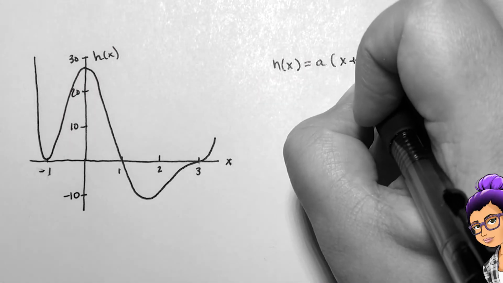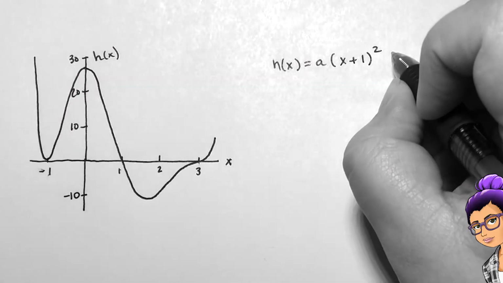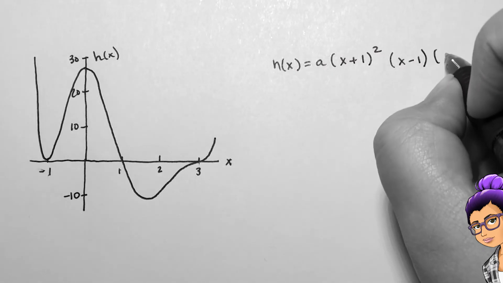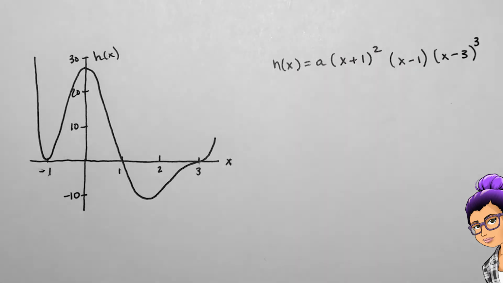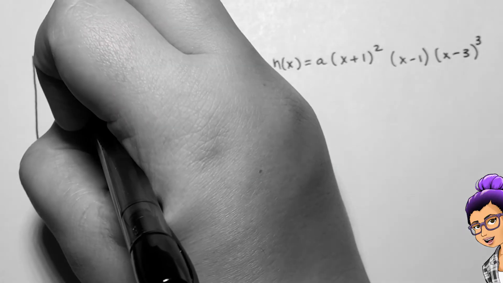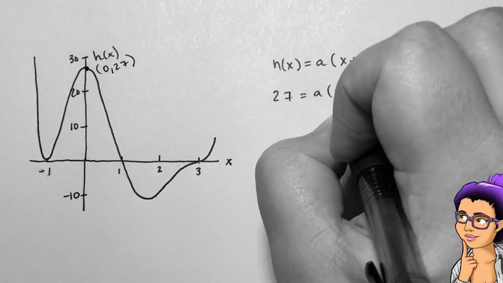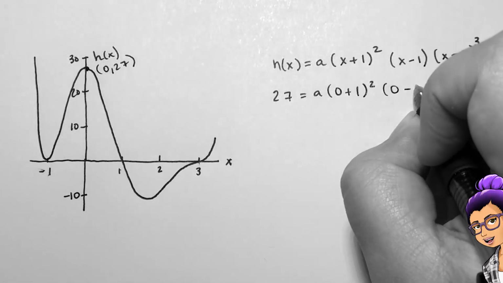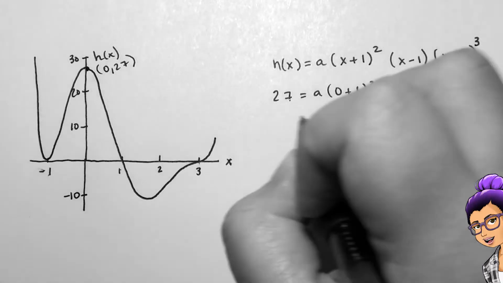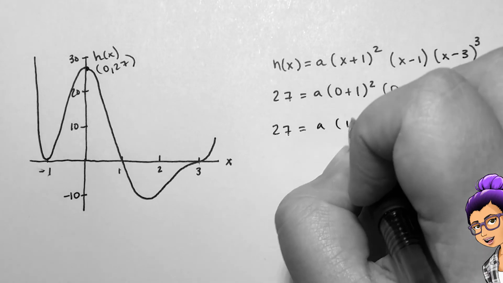We'll write this out as h of x equals a times (x plus 1) squared times (x minus 1) times (x minus 3) cubed. We can't use the x-intercepts for our extra point, so we'll estimate using something else, say the point (0, 27). When we replace x with 0 and h of x with 27, we can solve so that the leading coefficient is +1.